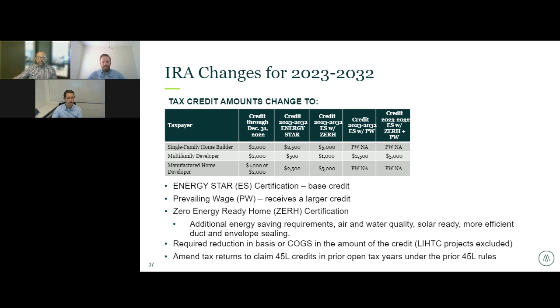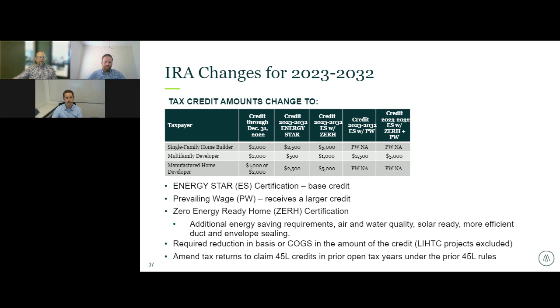So for multifamily, bad news is the base credit went from $2,000 down to $500 per unit, but then it added on some additional tiers. If you satisfy the Energy Star plus Zero Energy Ready Home for multifamily requirements, you get $1,000. Then you add on prevailing wage and Energy Star, you get $2,500 per unit. And then finally, the maximum credit amount of $5,000 per unit if you can satisfy the Energy Star, Zero Energy Ready, and prevailing wage requirements. So it could be up to $5,000 per unit.